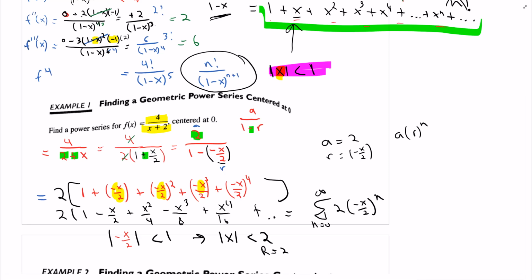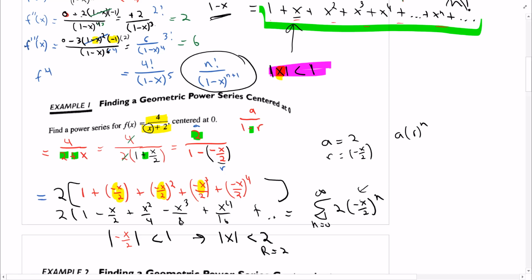We should check the endpoints, which, let me think about this. No, we can't check the endpoints in this. Think about if I plug in negative 2 up here. We would get an undefined thing, so that wouldn't work. And if I plug in 2, I get 1, which would be a divergent geometric series.